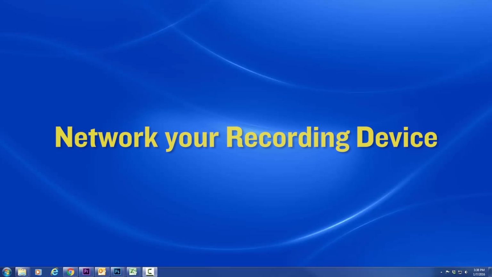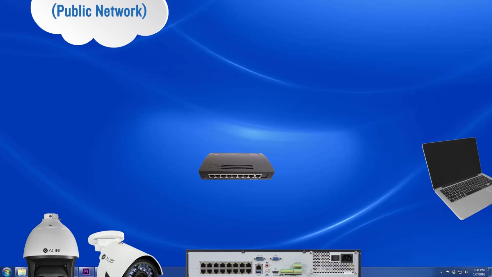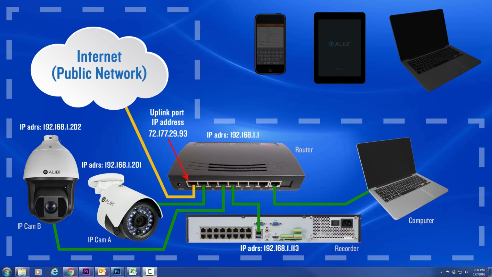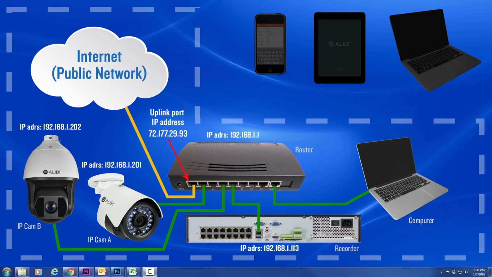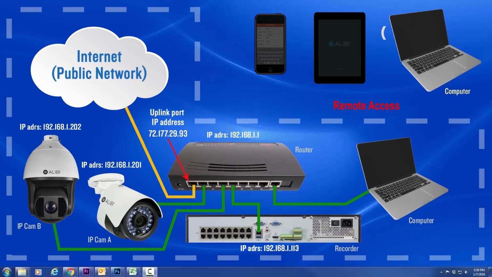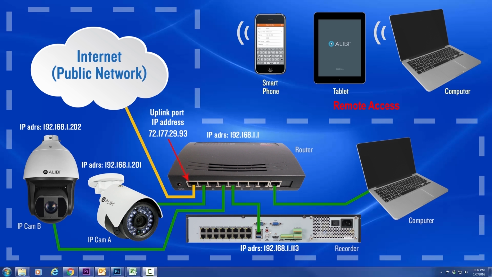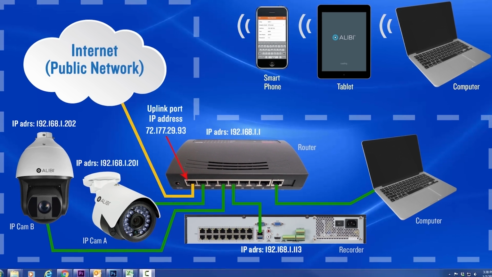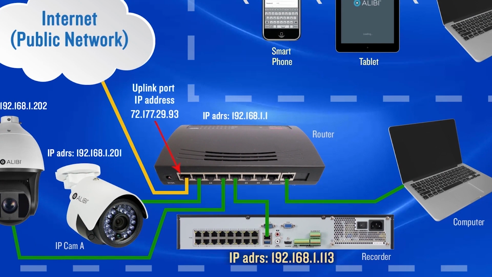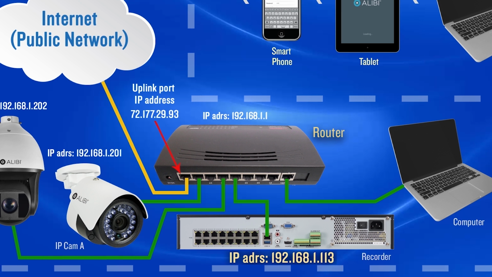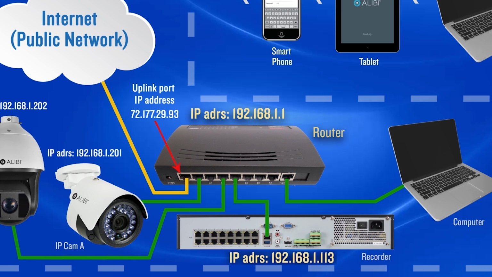This video is intended to help you network your recording device. This is typically done so that you can have access to the unit on a local network for computer viewing, or remote access when you're away from the location to be viewed on either a computer, smartphone, or tablet. Some of the information you'll need in order to achieve this will be the IP address of the device, your router username and password, and the IP address of your router.